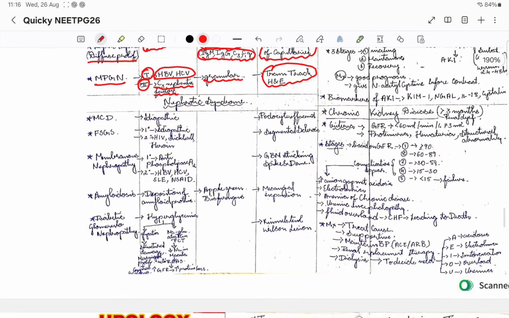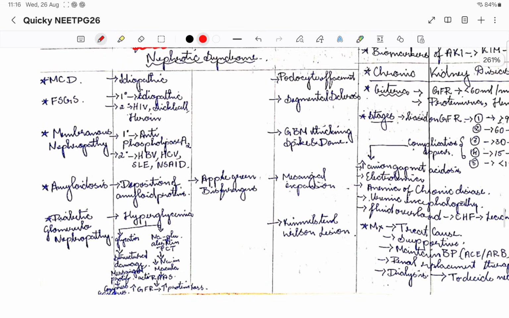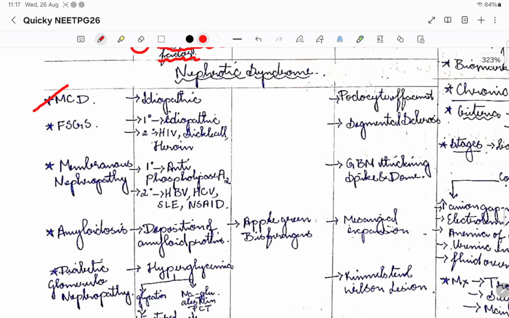Now coming to nephrotic syndrome, here also, based on history itself, we can diagnose what kind of pathology is happening. The nephrotic syndrome etiologies are MCD, which is the most common type in children. In adults, the most common type is FSGS. Please remember FSGS is the most common type. There it was IgA nephropathy that was the most common type. Here MCD, minimal change disease, is basically idiopathic.